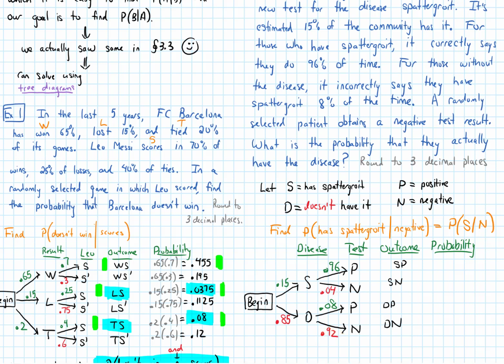So to get my probabilities, I multiply, and I'll get 0.15 times 0.96. And then down here, 0.15 times 0.04. And then 0.85 times 0.08. And then finally 0.85 times 0.92.